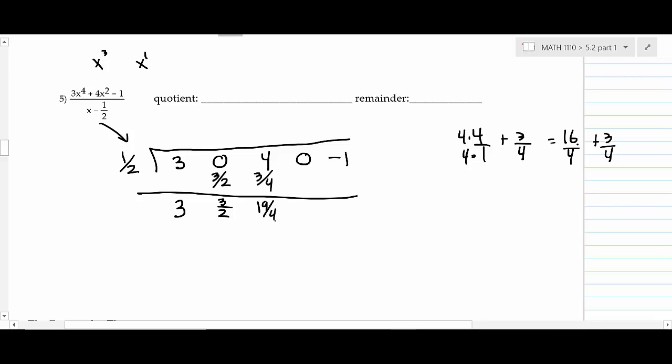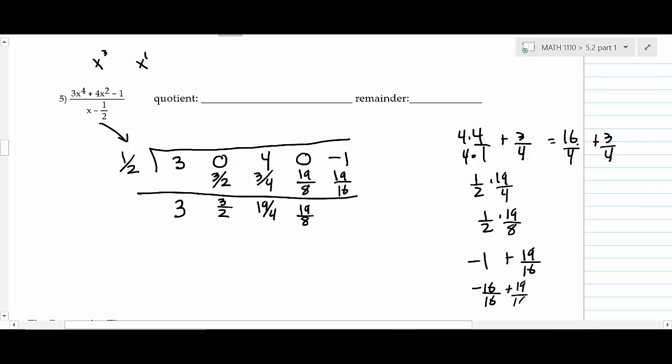Right, now we multiply. So I'm doing 1/2 times 19 over 4, that is 19 over 8. Add the column, so that's 19 over 8. Multiply a half times 19 over 8, that's going to be 19 over 16, okay? And then finally we got to do -1 plus 19 over 16, so you can just write the -1 as -16 over 16, plus 19 over 16. So that gives you 3/16.